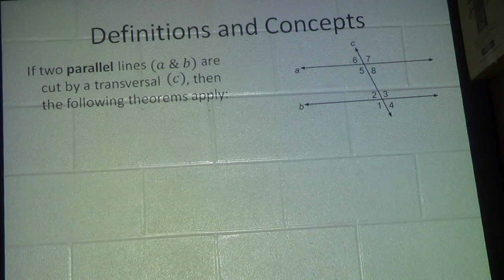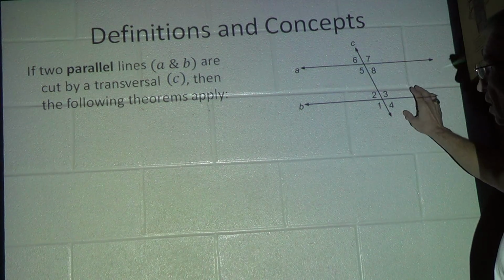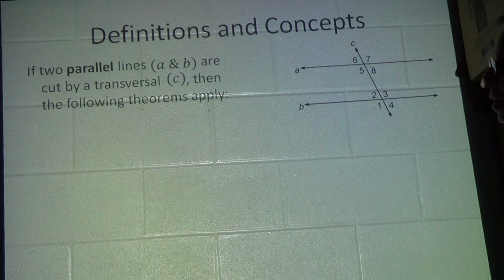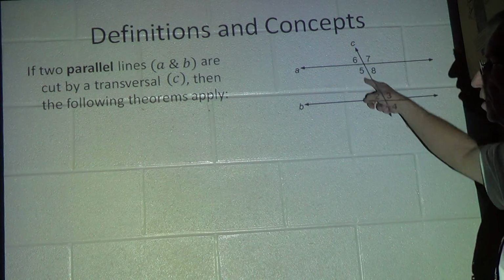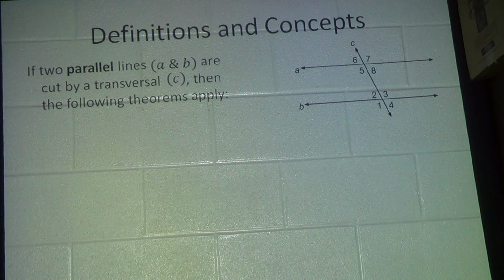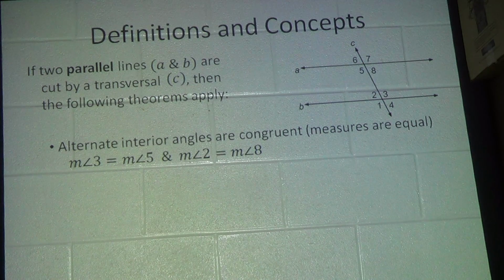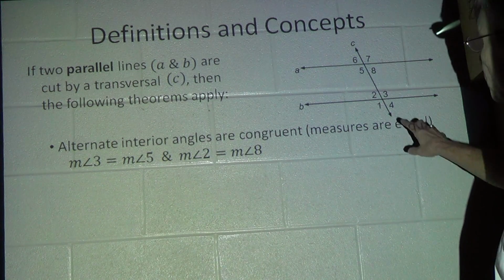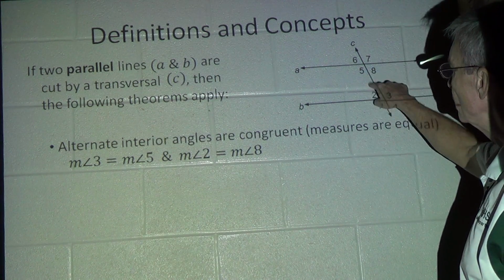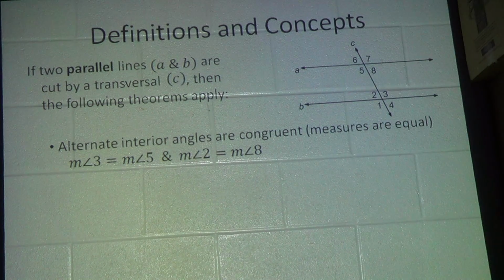First thing we got is some definitions, and it says if two parallel lines, in this case line A and B, are cut by a transversal C, then the following theorems apply. Okay? Alternate interior angles, which are these angles right here, like 8 and 2 and 5 and 3, they have to be congruent. Okay? And once again, when we're talking about theorems, this is just like a postulate, except that we're capable of proving this.